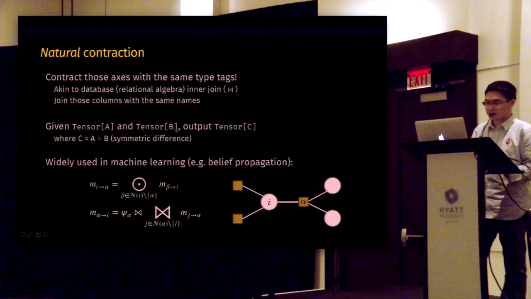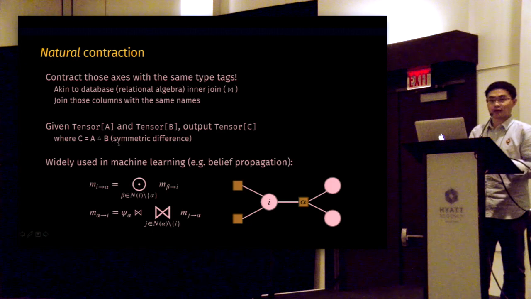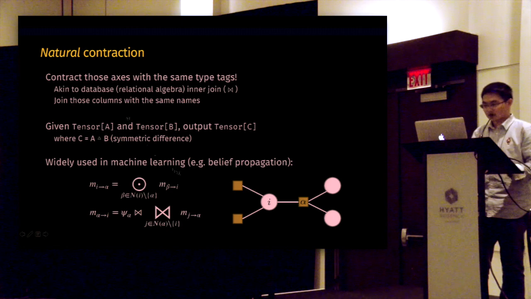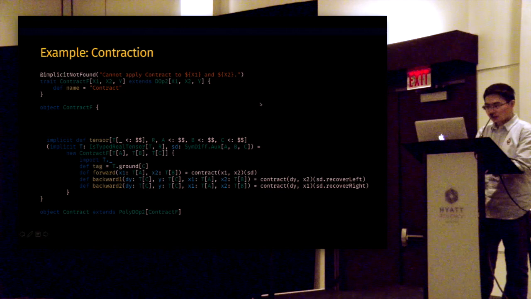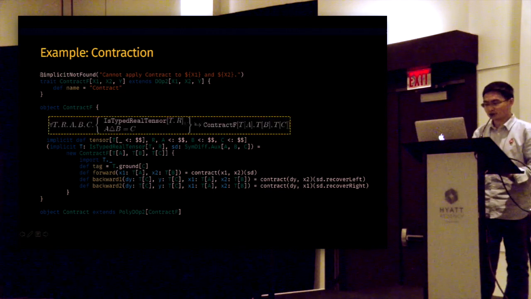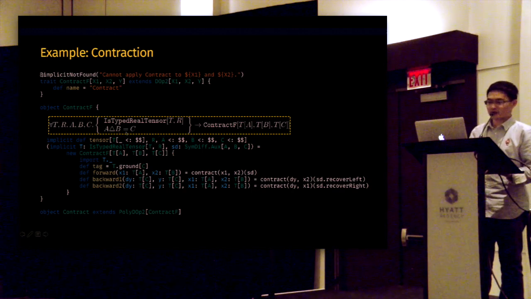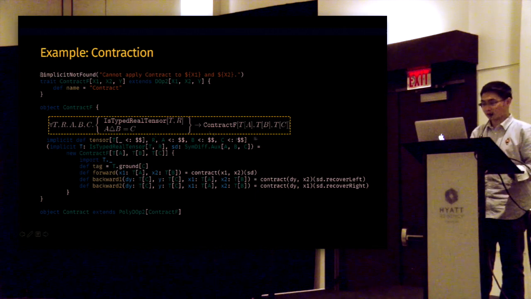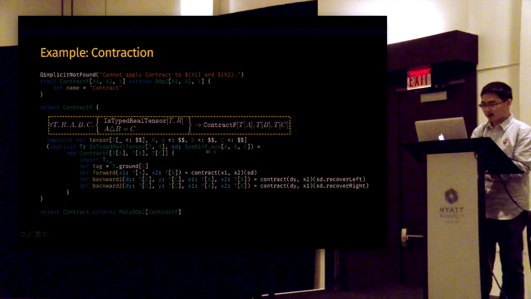So given a tensor of A and a tensor of B, we output a tensor of C, where C is the symmetric difference of A and B, because the aligned axes are summed out, they are gone. This is widely used in machine learning. I don't have time to elaborate on this algorithm. So basically we encode this trait: if the symmetric difference of A and B is C, where A, B, C are all HLists, we know that if we contract TA and TB, we get TC. Here we need to write the SymDiff.Aux ourselves. This is not there in Shapeless.